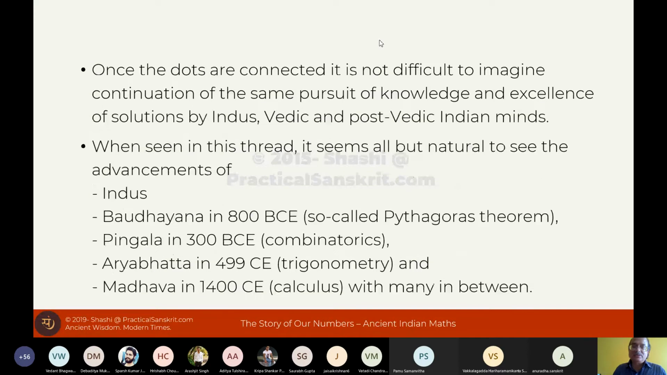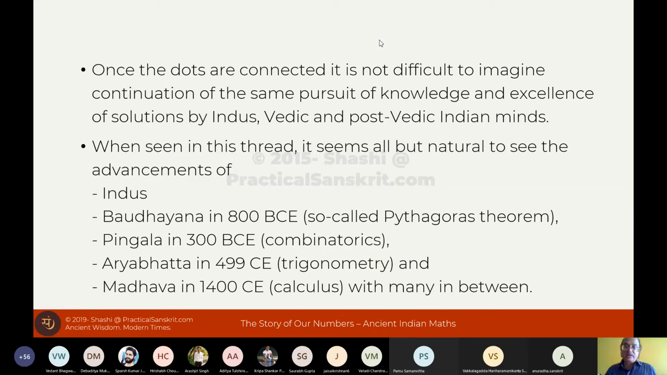Now, once you connect the dots, it's not difficult to imagine that the same scientific pursuit of knowledge continued, right? In the Indus Valley we already had standardization of weights and binary systems. Then you have Baudhayana in 800 BC, we'll see this later, who gave proofs for the Pythagoras theorem. The Pythagoras theorem was known to almost all civilizations, but still we gave one name, of a Greek guy who was not even a mathematician, by the way.